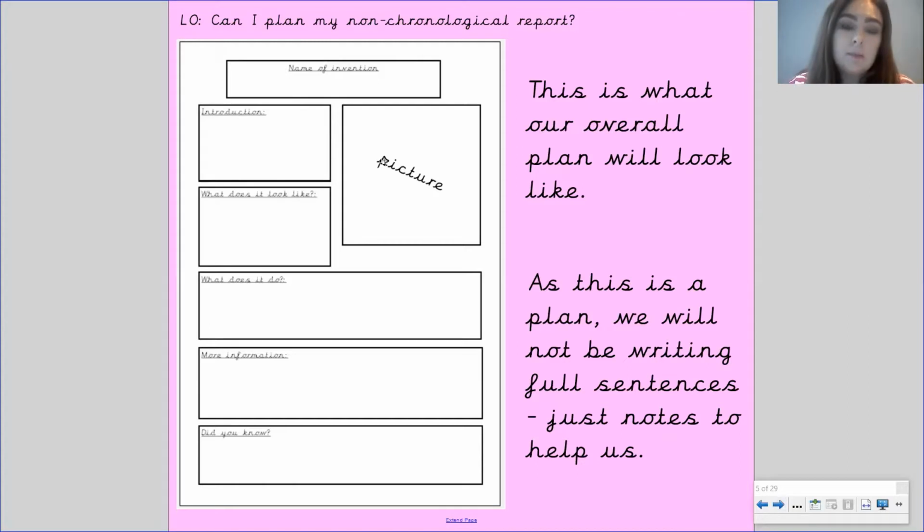Now, because this is a plan, we're not writing in full sentences. This is probably one of the only times I will ever say in English that you do not have to write in a full sentence, because we are just making notes to help us. And then on Friday, I'm going to show you how to turn those notes into sentences.